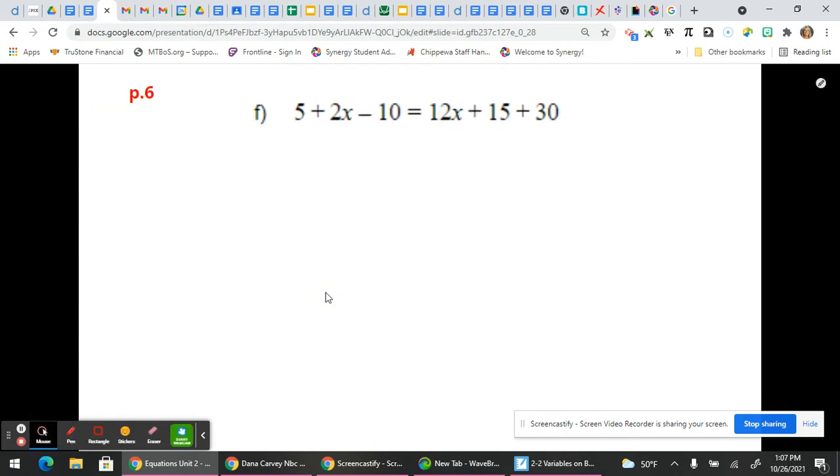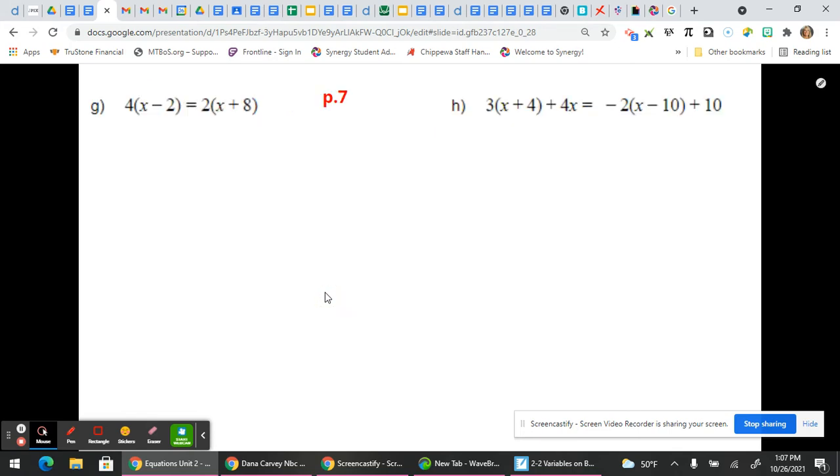So on page 7, flip to that side. Let's do letter H. Letter H is a level 3. We actually did G on Tuesday in class. So I want to specialize in letter H. So lots going on. I want to find my equal sign and find the center to my equation.